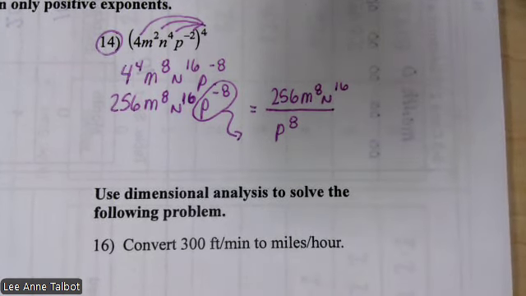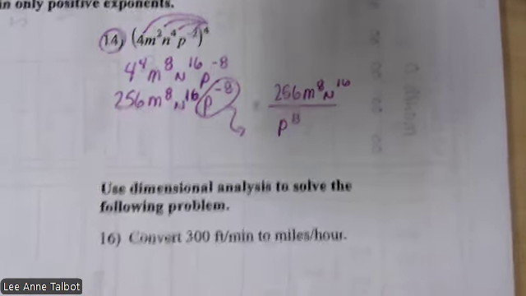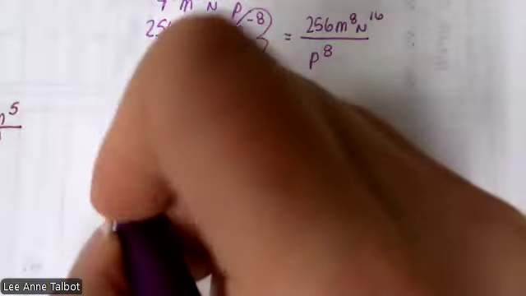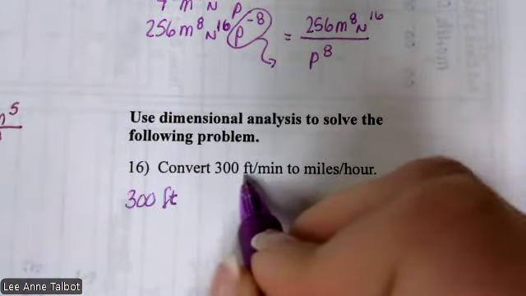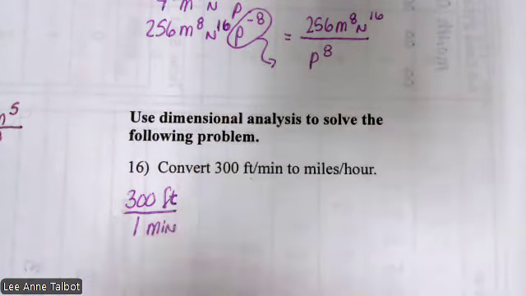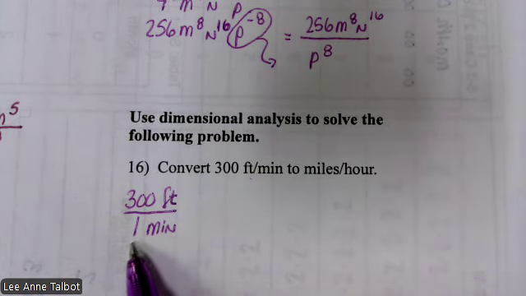Last problem. Use dimensional analysis to solve the following problem. Your favorite. Convert 300 feet per minute to miles per hour. Okay, so we start with 300 feet. And when this is a rate per minute, we go over 1 minute. So 300 feet per minute.